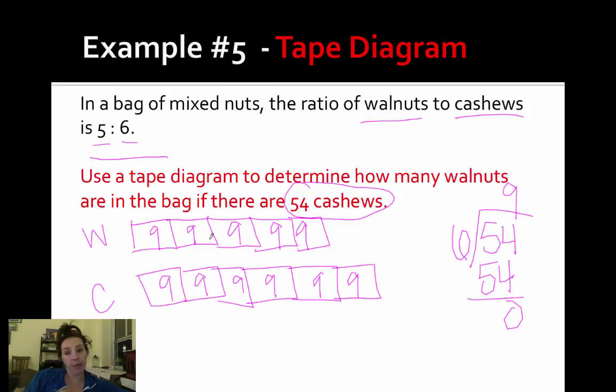You can add up 9 plus 9 plus 9 plus 9 plus 9, or you can just do 9 times 5, which means that there are 45 walnuts in the bag. If there's 54 cashews, there's 45 walnuts. It's a good deal. Cashews are delicious.